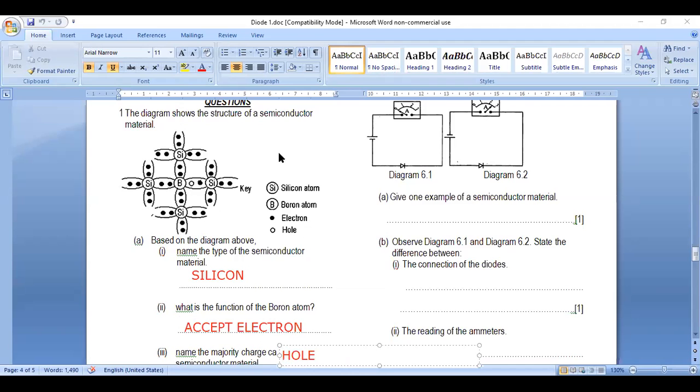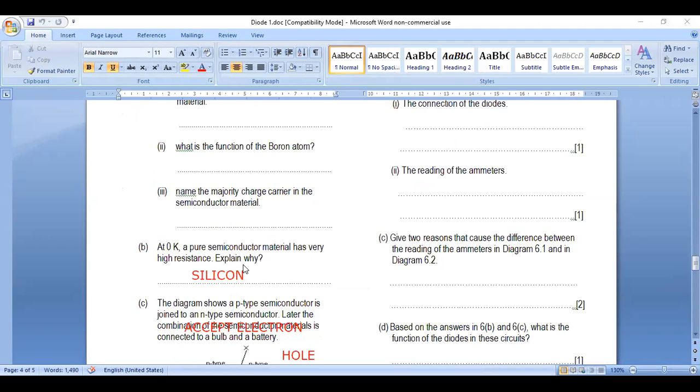Next, at 0 Kelvin, a pure semiconductor material has a high resistance. Explain why. That means at 0 Kelvin, it is not able to conduct electricity. So why? Because there's no free electron.